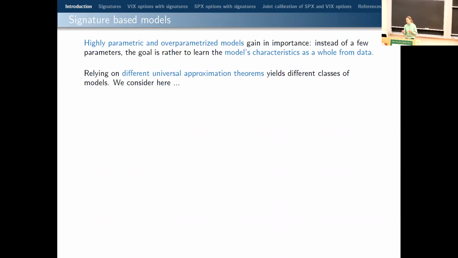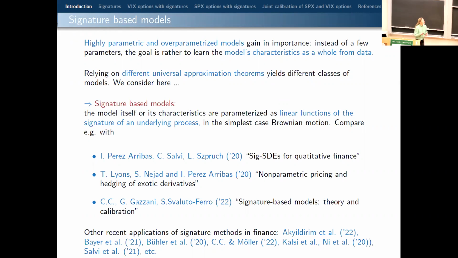What we consider here are so-called signature-based models. And this means, and I will explain what a signature is exactly, that the model itself or its characteristics are parameterized as linear functions of the signature of some underlying process. In the simplest case, this underlying process could be Brownian motion, and then one considers the signature of this Brownian motion and the linear function of it for the characteristics or the model itself.